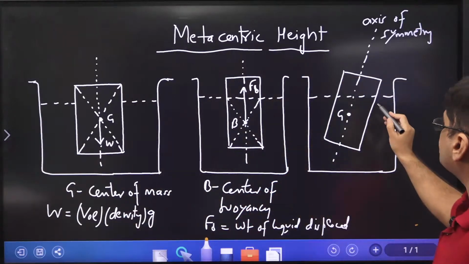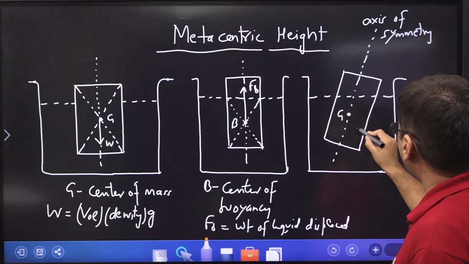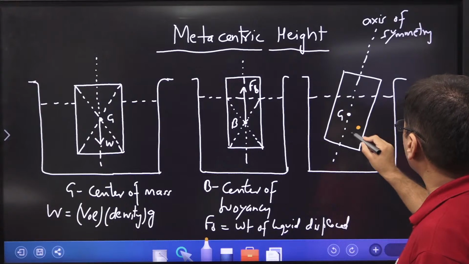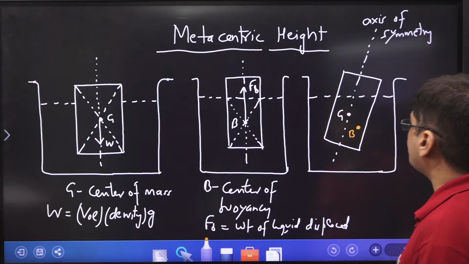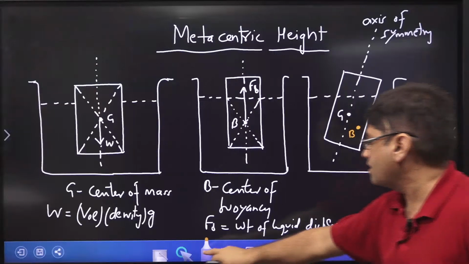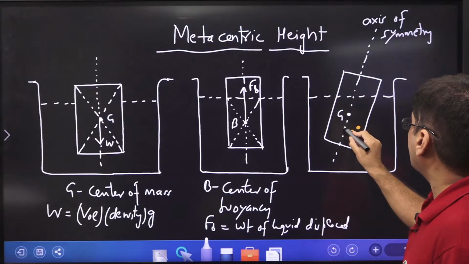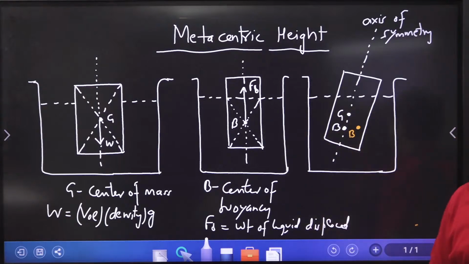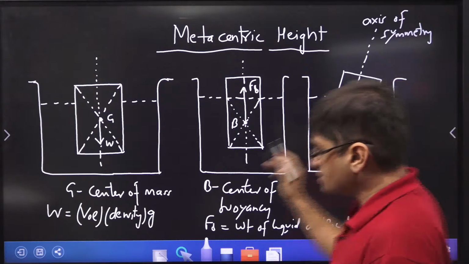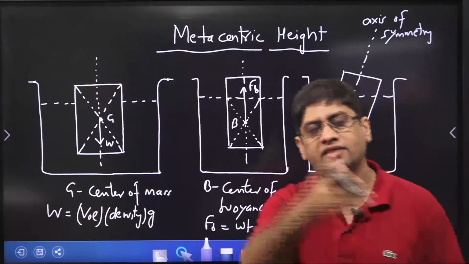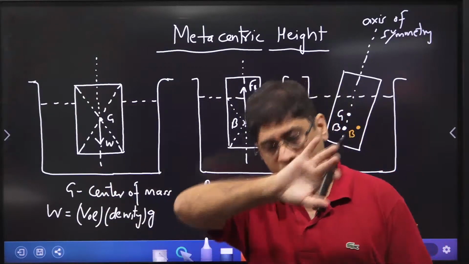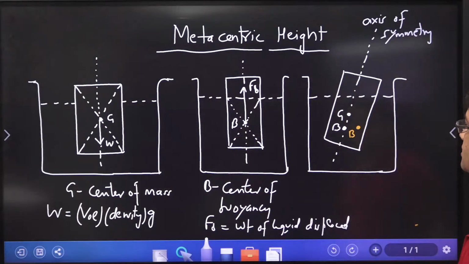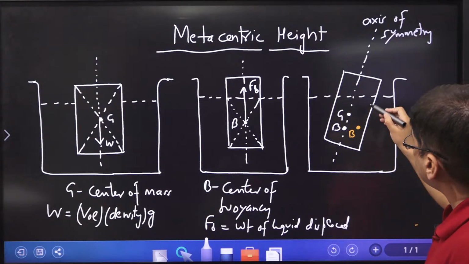Now when the shape of the displaced fluid changes, there is a very high probability that this B point will also change. This B point will shift from here to here. Earlier this B point was, let us say, on the axis of symmetry. As you can see in this diagram, B point was on the axis of symmetry, but now it has changed to a new location. Why? Because the shape has changed. Now the displaced fluid is more on this side. Now the two forces still will act.